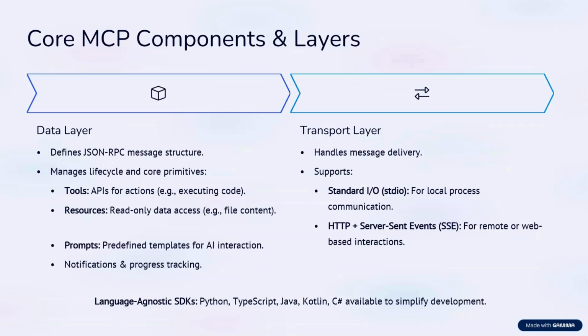Now, this is broken down into two layers, which are the data layer and the transport layer, and then we have the languages which are being used as well. Now, the data layer is based on the JSON RPC message structure, and it manages the life cycle and also the tooling, resources, and prompts. I'll talk about all of these terms one by one.